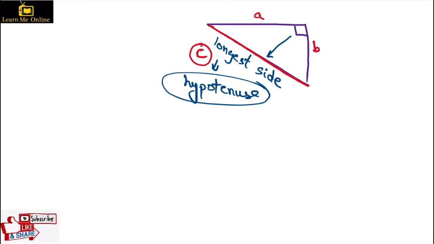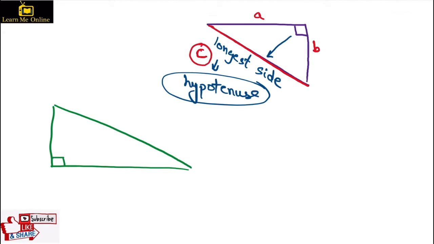Now I'm going to show you with another example. I am drawing another right angle triangle over here. This is a right angle triangle, and this is making a 90 degree angle. With respect to this triangle, where is the hypotenuse? It's the side opposite the right angle, and this is C. This is the hypotenuse. For the other two sides, you can take either length as A, and the other one would be B.